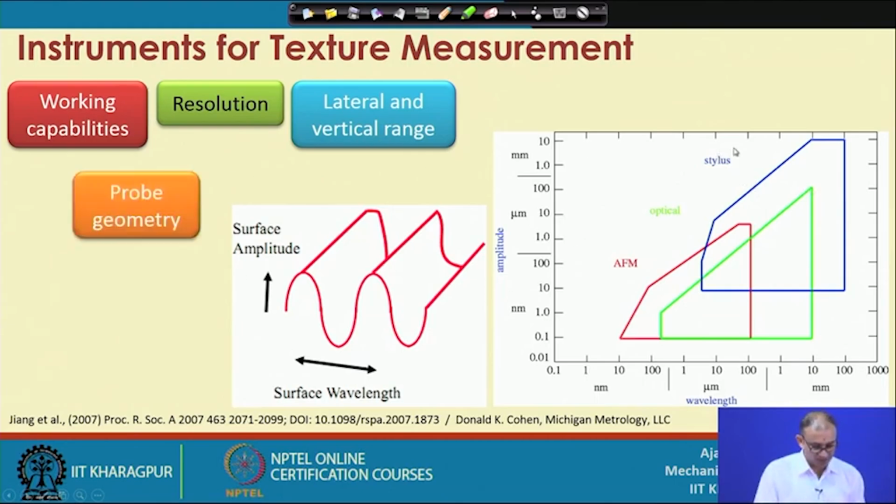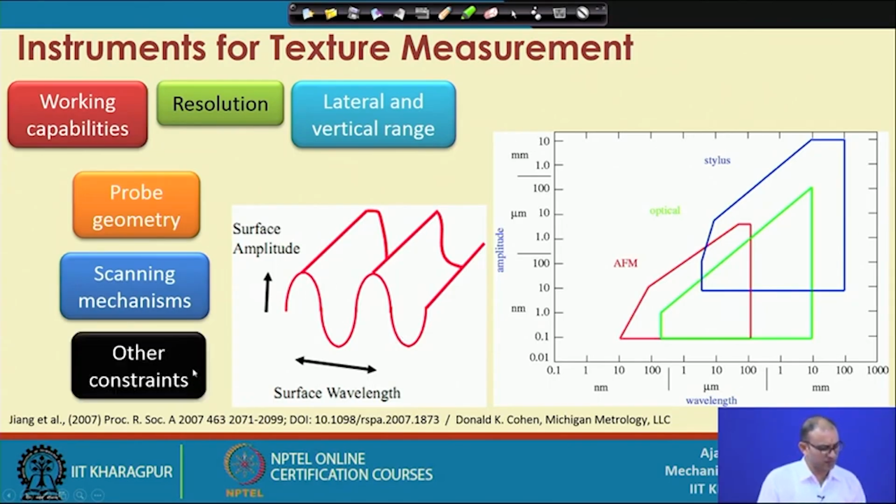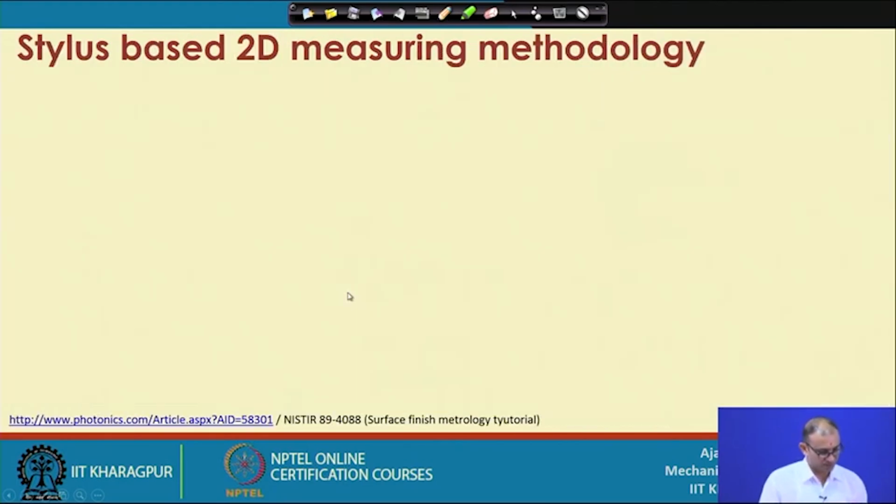Probe geometry is mostly related to the stylus type and atomic force microscopy. That means the sharper the probe is, the more realistic a picture you can get of the cutting tool or the surface. Then the scanning mechanism: in which way it is scanning the surface, whether it is light based, interferometric based, or contact type. And other constraints related to temperature, where you are putting this instrument, whether you need climate conditions or not. Humidity is also one of the parameters. In that way you have to select the instrument.